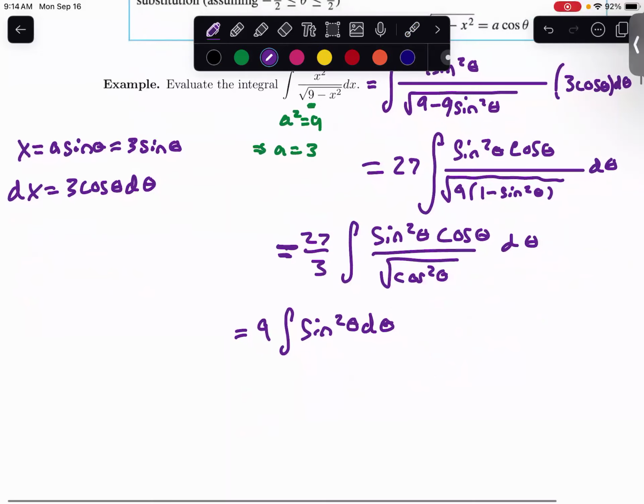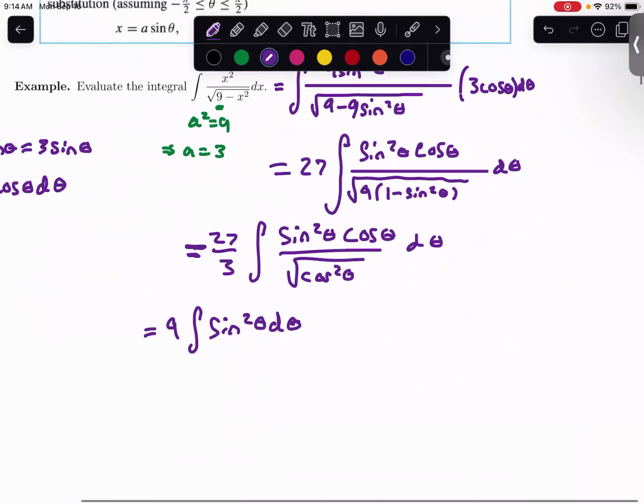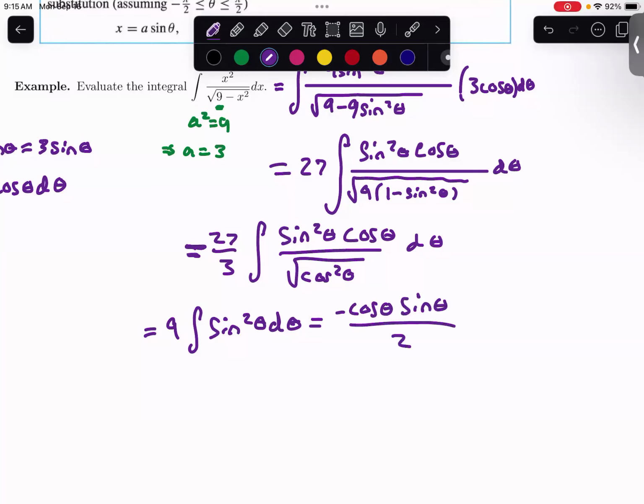And then you can use the reduction formula here. You can also, there are other formulas you can make use of if you want to evaluate this integral. But we already know what the form is going to be like from the reduction formula, right? So the reduction formula tells us this is equal to minus cosine theta sine theta over 2 plus 1/2 times the integral of d theta. The integral of d theta is just equal to theta. So I'm just going to write this as plus theta.